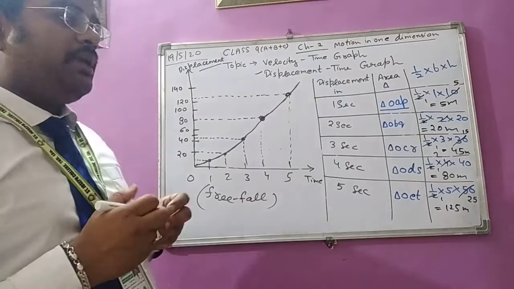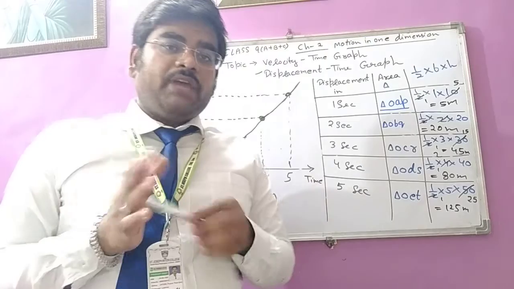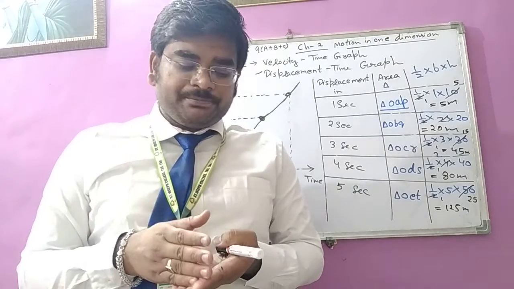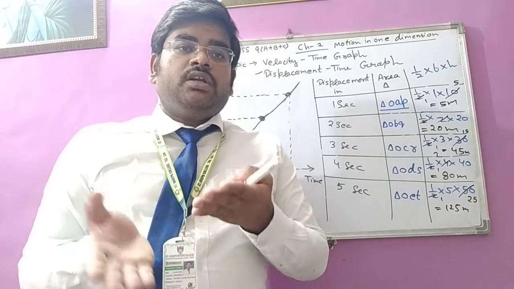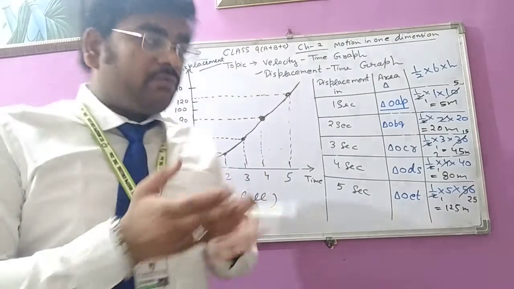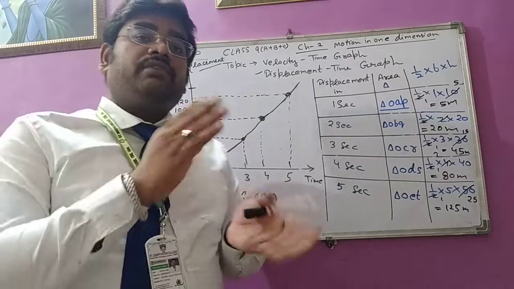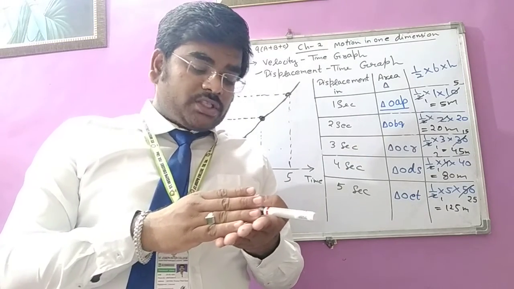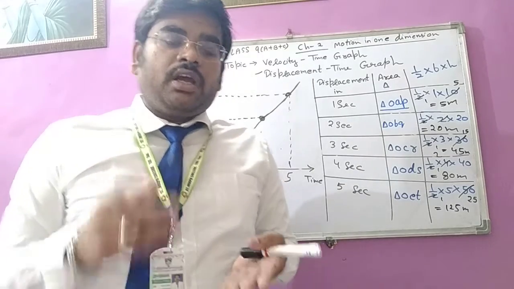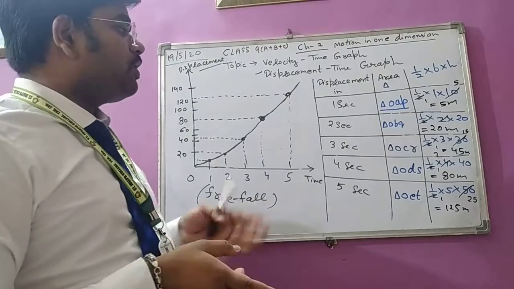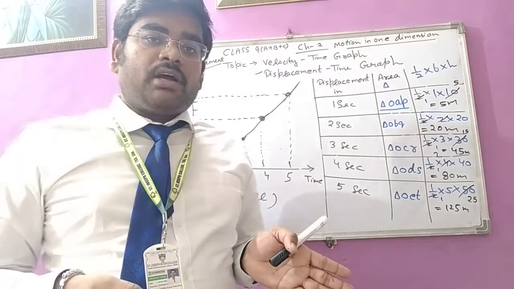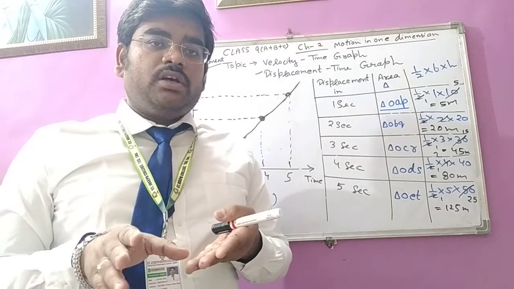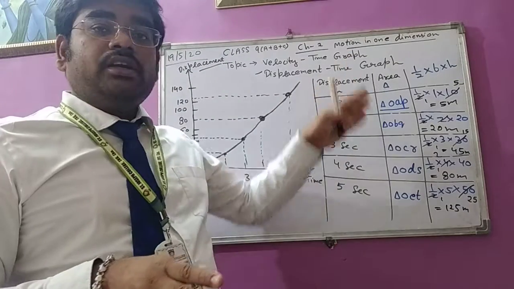So class, I have explained the acceleration time graph, by which we have got the velocities. Then by the velocity we have plotted a velocity time graph. Then from the velocity we have got the displacement, and from the displacement we have plotted a displacement time graph. So that is the graphical method. Got it or not?